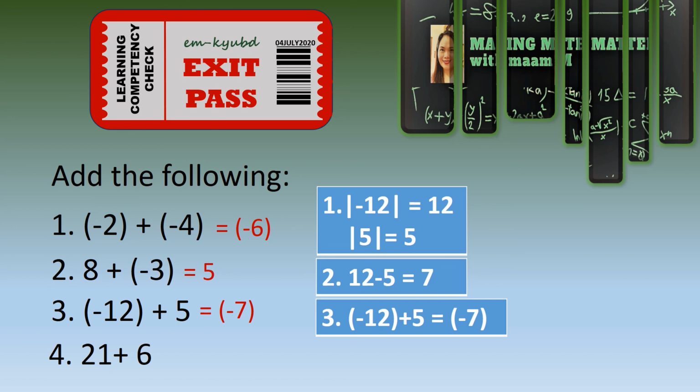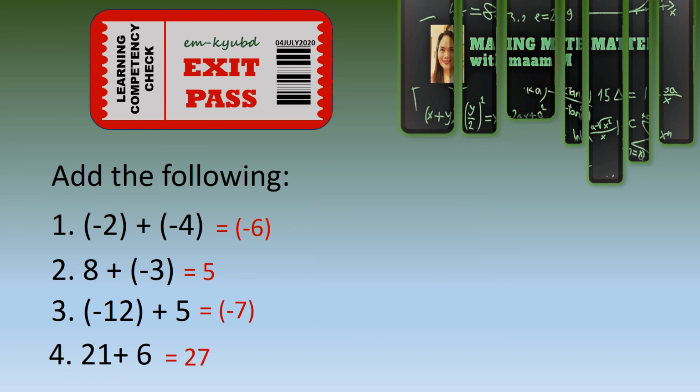Number 4, 21 plus 6. Case 1. A positive added to a positive is equal to positive answer. And it is 27.